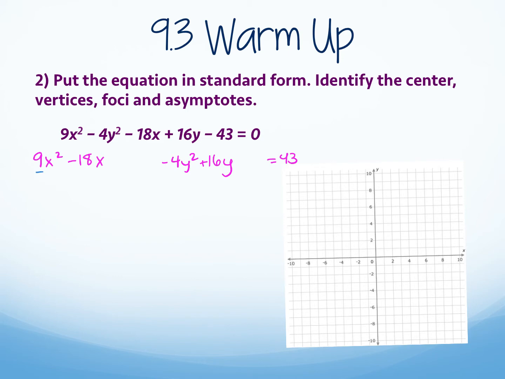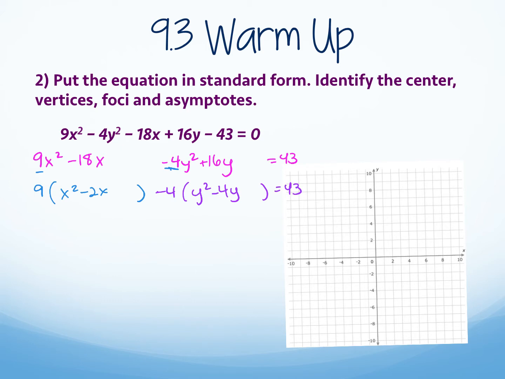Then I want to take out what's on the x², so I'm going to take a 9 out, and I get x² - 2x. Leave that space because we're going to fill it in. I want to take out what's on the y², which means I'm taking out a -4, and that -4 is going to change the sign of both the y² and the 16y.